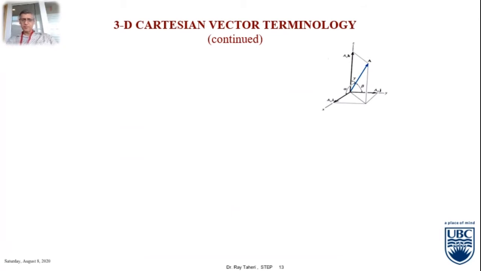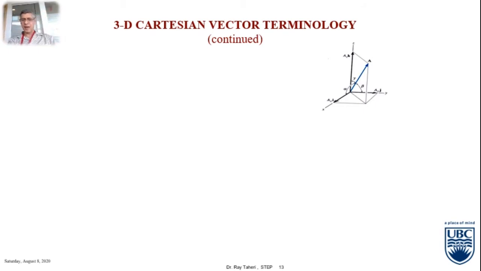So let's talk about the angles of the vector. When you're in 2D, it's very simple. You have this 2D plane and this vector, so you measure one angle. If it's 30 degrees, the other one is 90 minus 30. But when you are in 3D, now you have three angles.